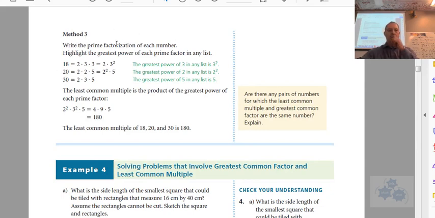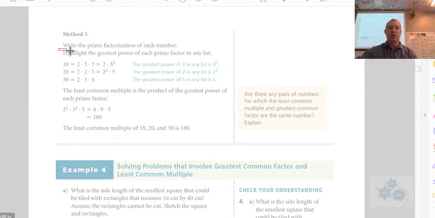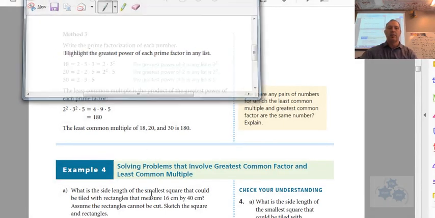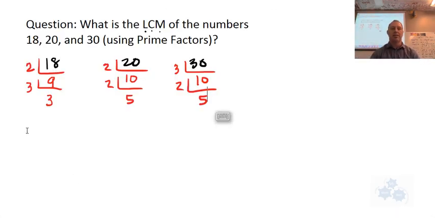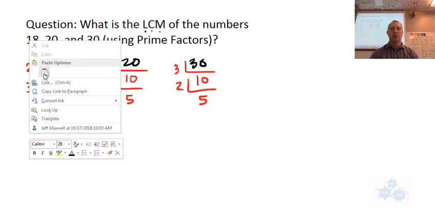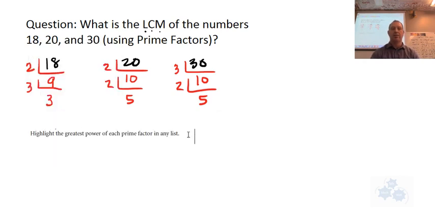Okay, so this is what you do. You highlight the greatest power of each prime factor in any list. Now, this is a little bit of a change from what we've been doing. We're not highlighting common factors. We're highlighting the largest power of each factor in each list. So let me just show you how that works.